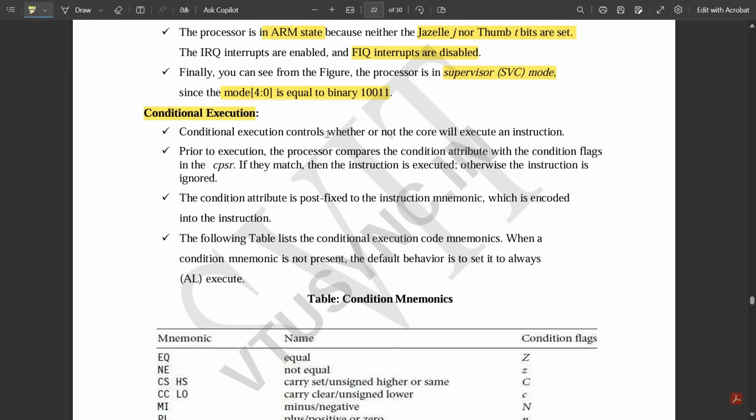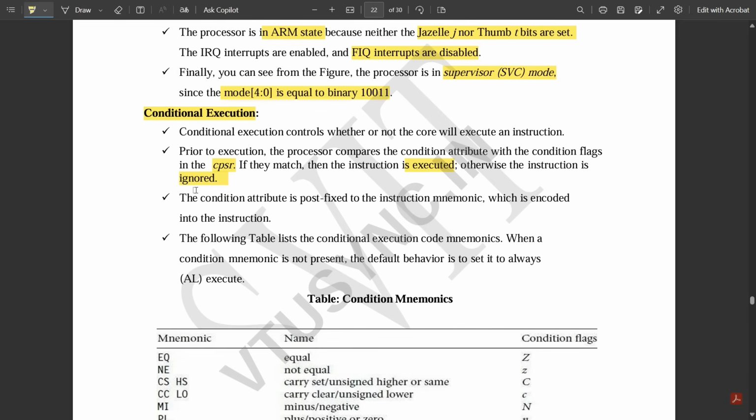Next, you see the conditional execution. The conditional execution controls whether or not the core will execute that instruction. Prior to execution, the processor compares the condition attribute with the condition flags in the CPSR. If they match, then the instruction is executed. Otherwise, the instruction is ignored. So if the condition attributes match the condition flags, then the instruction is executed. If they are not matched, then the instruction is ignored.